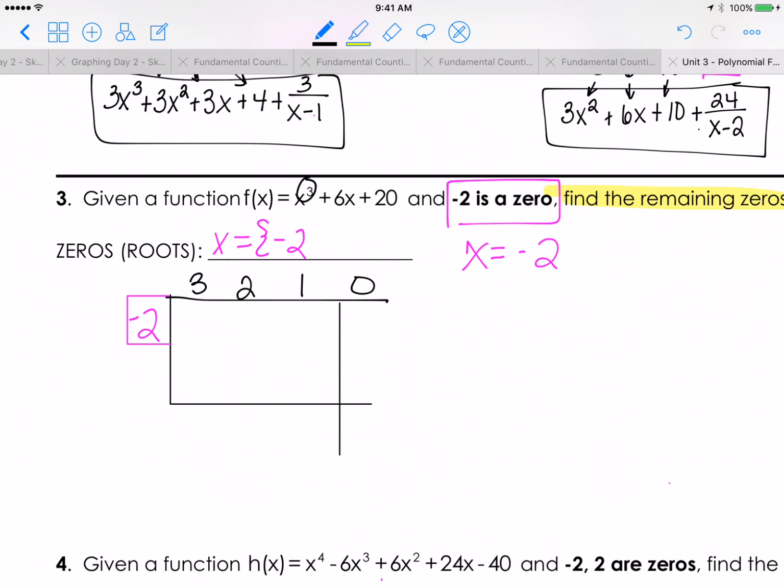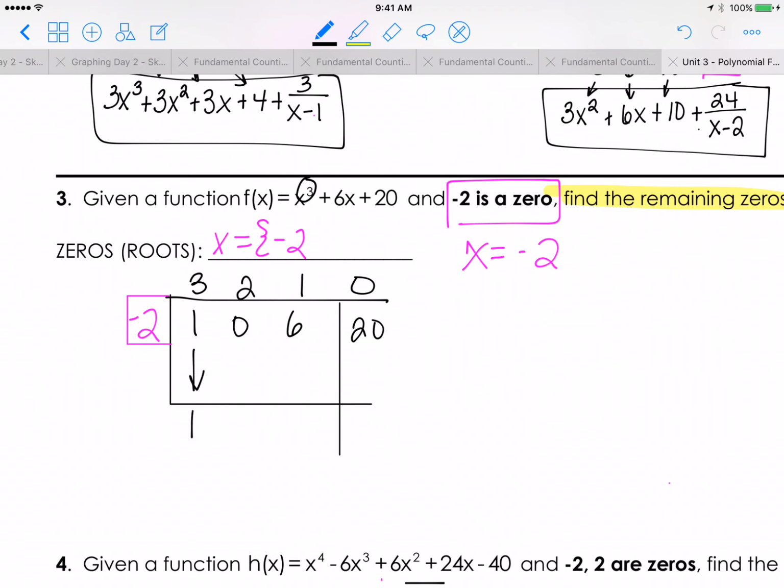So what's my coefficient on x to the third? It is 1. So I put 1 there, and x squared. I don't see an x squared in my given function, so it's 0. And then x to the first would be 6. And then what doesn't have an x? That would be 20. So now, synthetic division again.